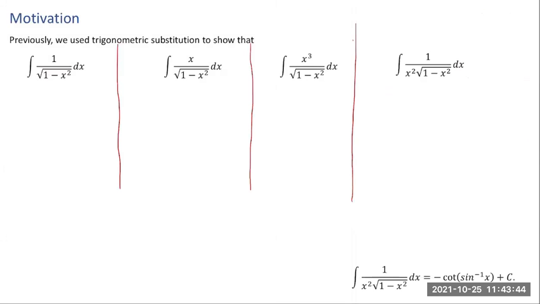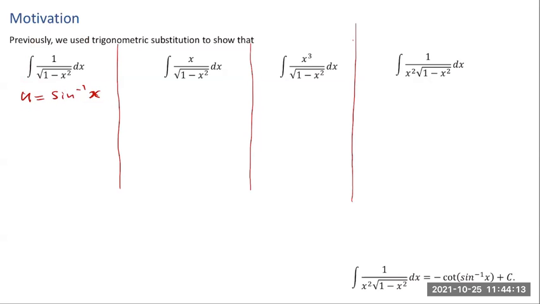First, I want to give you a motivation as to why trigonometric substitutions are important. Let's look at these integrals. How can we solve each of these integrals? If you look at the first one, and if you use the substitution u is equal to sine inverse x, you will see that you can solve this integral. Okay, by the way, coming up with this substitution is not so straightforward.